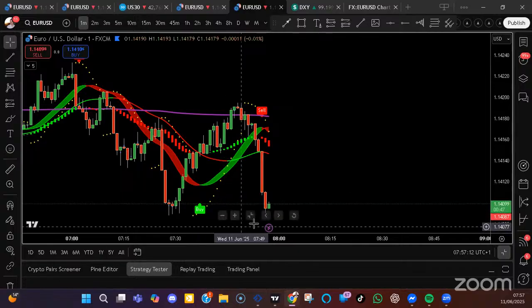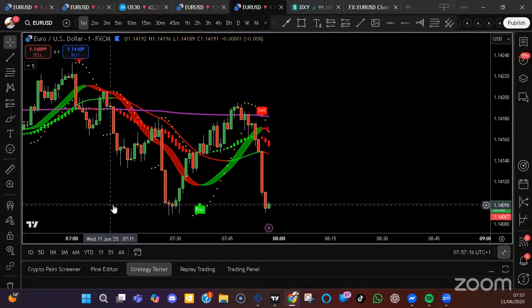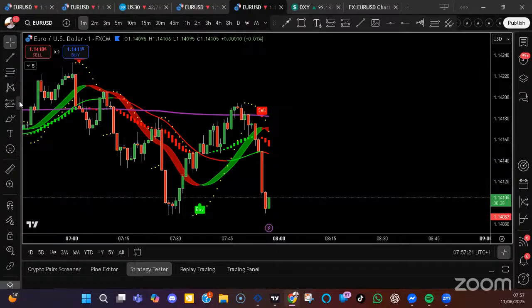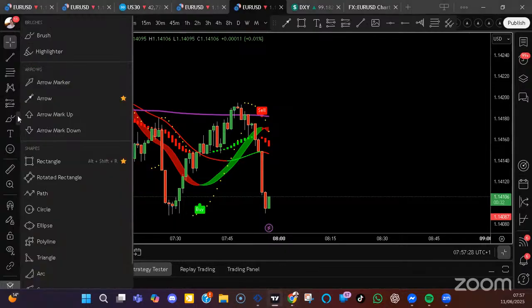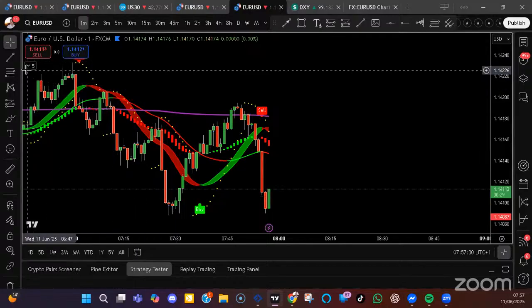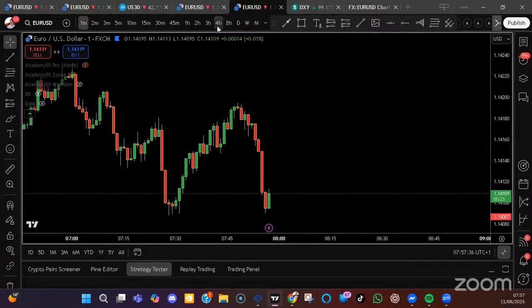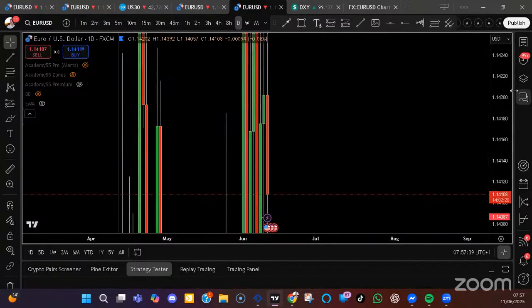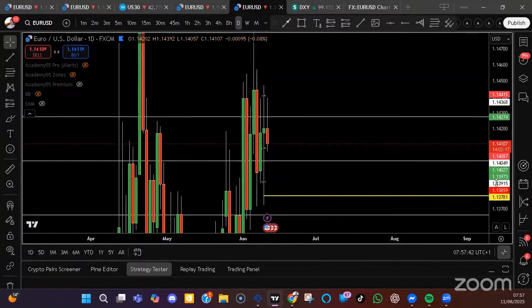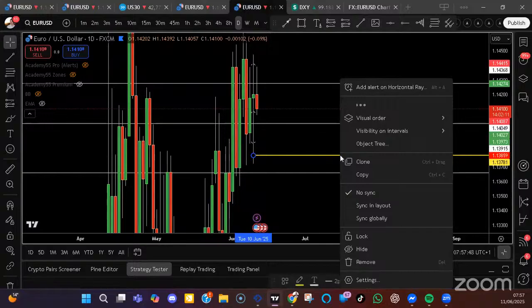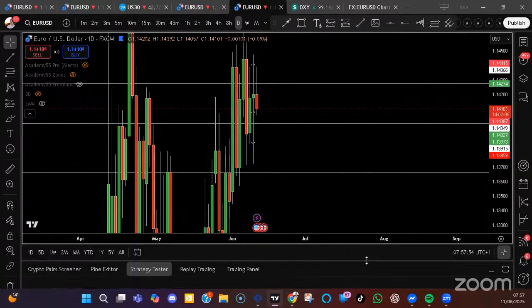Well, what can we see? We are looking at the EUR USD. So what we'll do, as we always do straight away, is see if we can determine the bigger picture. So we will take the indicators off and look at the daily chart, see the daily candles. And we'll get rid of this. That was an old buy or sell zone, so I'll get rid of that.